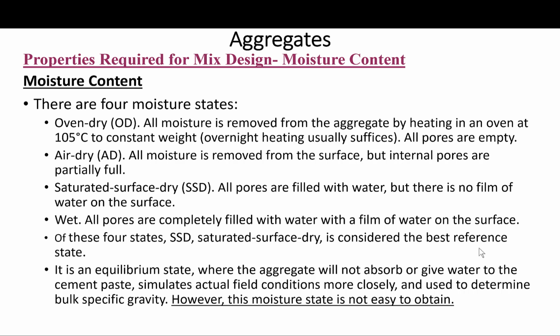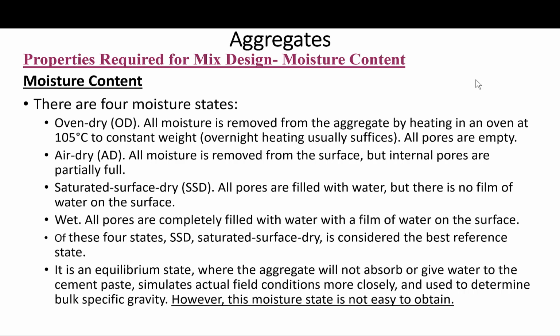We have the second state, the air dry, abbreviated as AD. Remember these abbreviations and these terms because you're going to need them when we do the mix design. Very important. The AD, air dry: all moisture is removed from the surface, but internal pores are partially full. The third one is the saturated surface dry, SSD. All pores are filled with water, but there is no film of water on the surface. The fourth state is wet, in which all pores are completely filled with water with a film of water on the surface.